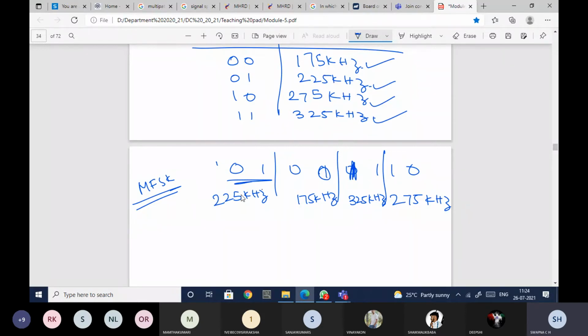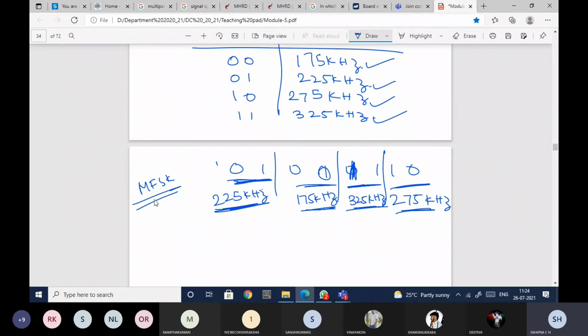Demodulation. If I receive a 225 kilohertz signal, then I need to map it to 01. If I receive a 175 kilohertz signal, I need to map it to 00. If I receive a 325 kilohertz signal, then I need to map it to 11. If I receive a 275 kilohertz signal, then I have to map it to 10. This is how the normal receiver will work.